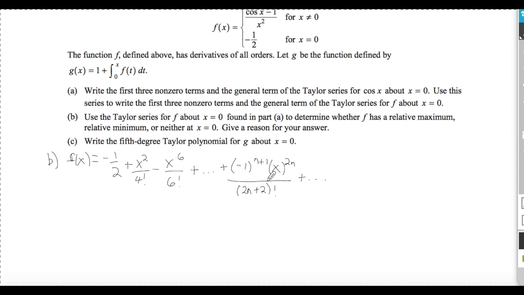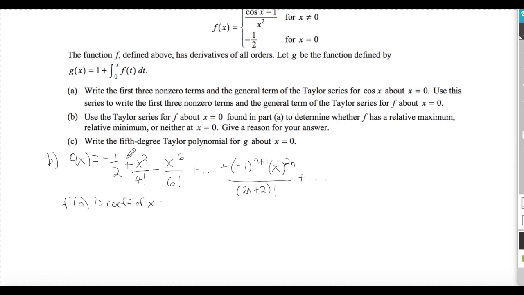And B says, use this to determine whether f has a relative maximum, relative minimum, or neither at x equals 0. Okay, so this is interesting. We know to find relative minimum, maximum, things like that, we need to have stuff about critical points or concavity. And here's what I know. I would know that f prime of 0, because that'd be the first derivative, will tell me if I have a critical point at 0, and that'll tell me something about maximum, minimum. f prime of 0 is the coefficient, right? If I'm thinking about Taylor series, it would be the coefficient of my term with an x in it.